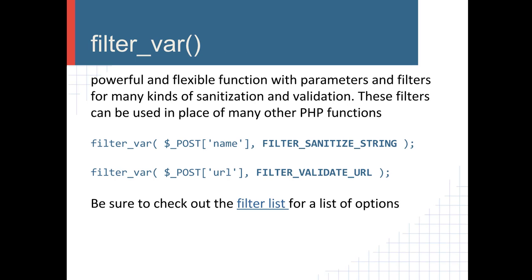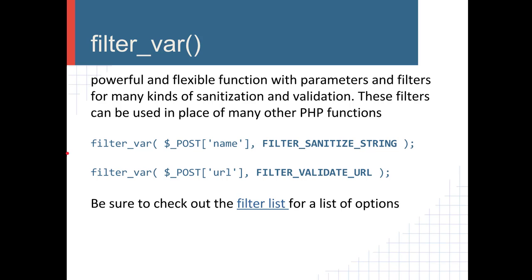filter_var's documentation is found on php.net, and you should check out the filter list for all the different things that we can do with filter_var. Primarily, we'll be using it to sanitize strings and to validate URLs and emails.